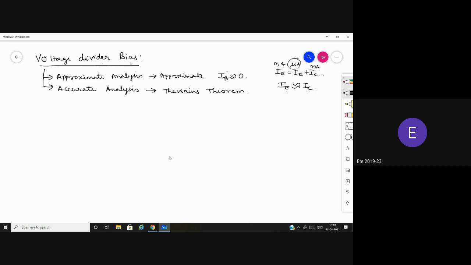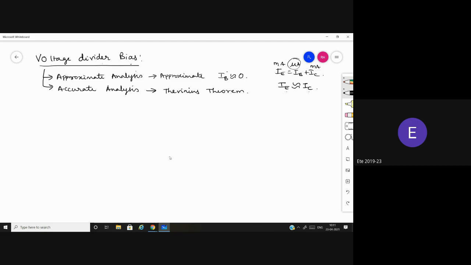But approximate analysis and accurate analysis cannot be applied for all types of voltage divider biasing circuits. Especially approximate analysis: accurate analysis we can apply, but approximate analysis cannot be applied for all voltage divider bias circuits. There is a condition that needs to be satisfied. Only if that condition is satisfied can we apply this approximate analysis for a given circuit. I'll discuss that while doing the problem.